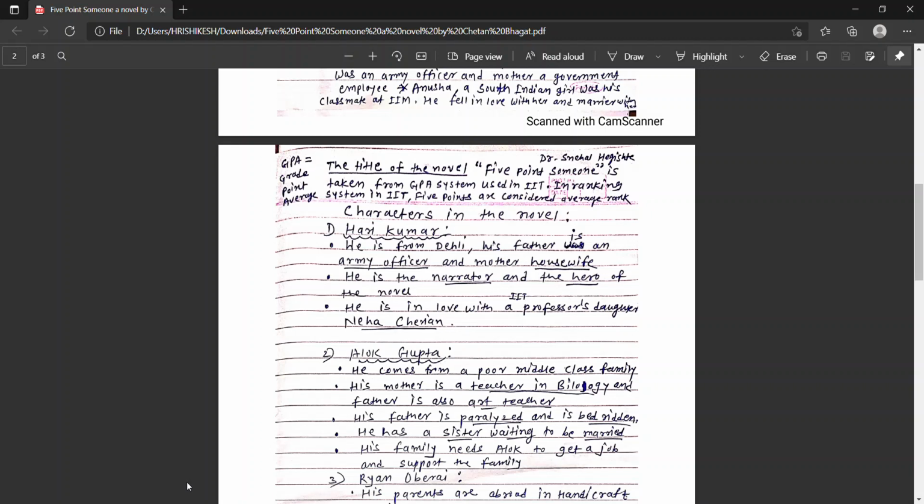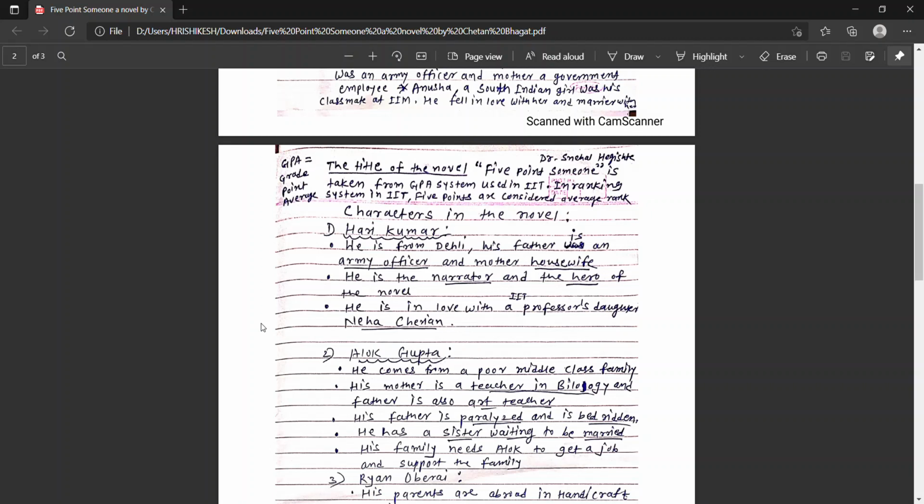Actually, in the novel, there are three important characters. The novel is centered around three friends who receive education in IIT together. Name of the first character is Hari Kumar. In the novel, there is a character, and name of that character is Hari Kumar. Who is this Hari Kumar?